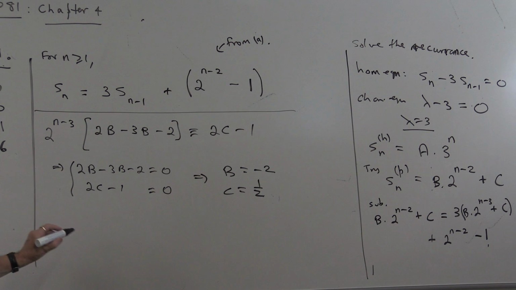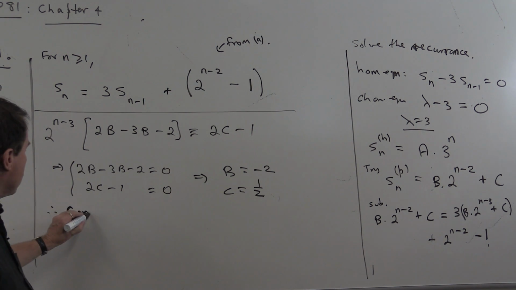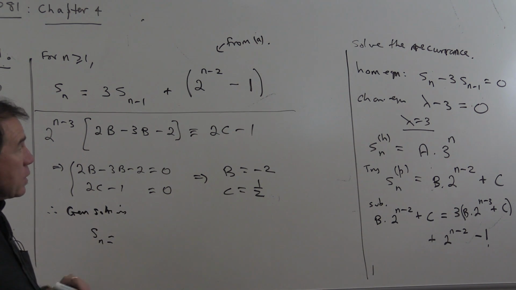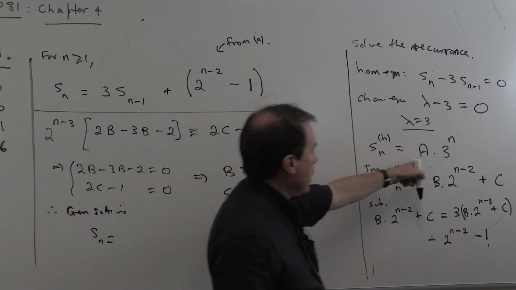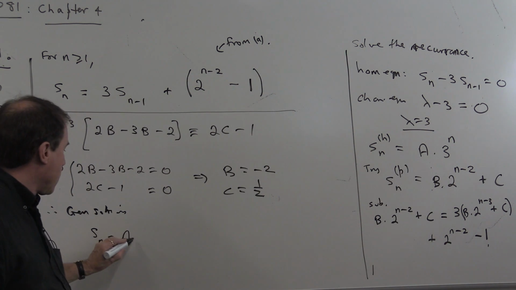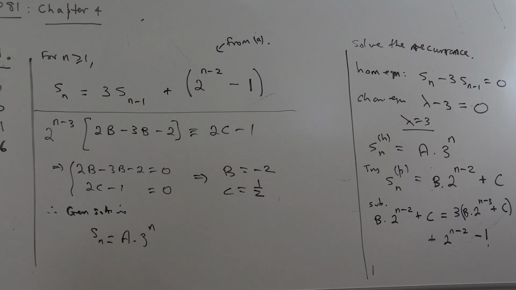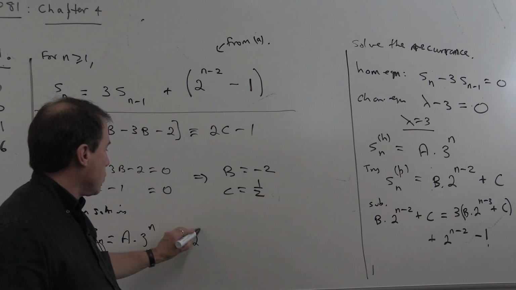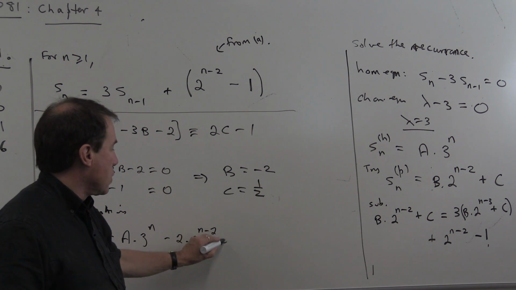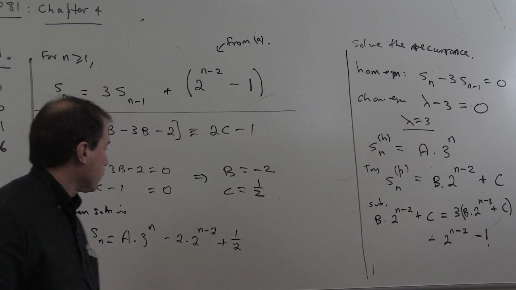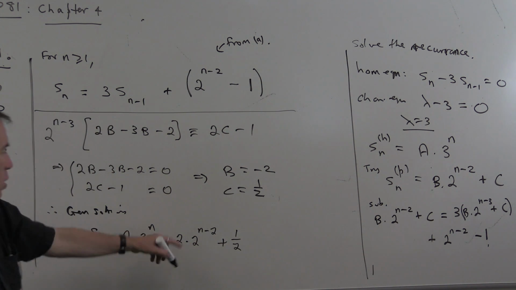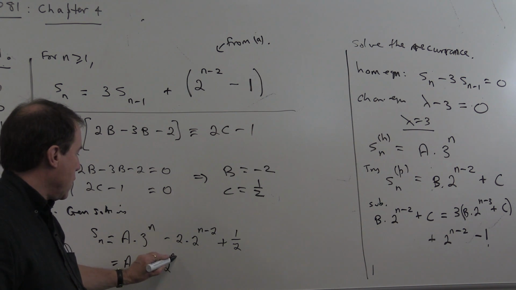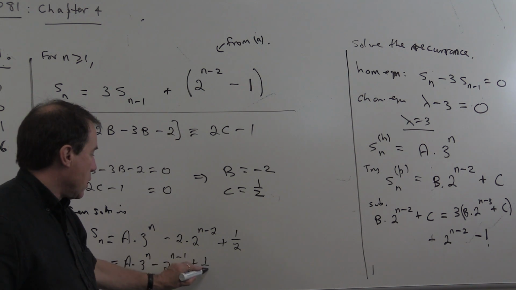Righto, so now putting everything together, the general solution is going to be S n. The homogeneous solution was A times 3 to the n. We don't know what A is yet. And the particular solution was minus 2 times 2 to the n minus 2 plus c, which was a half. And I might just tidy up a little bit here. So this is A times 3 to the n minus 2 to the n minus 1 plus a half there.